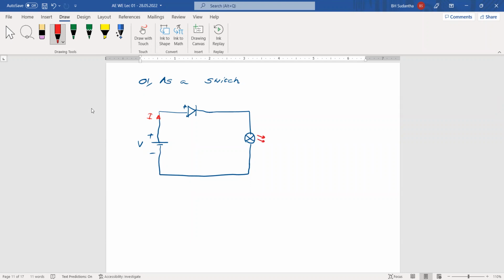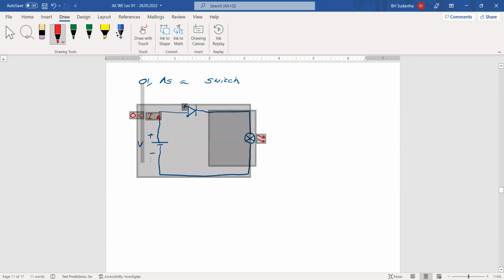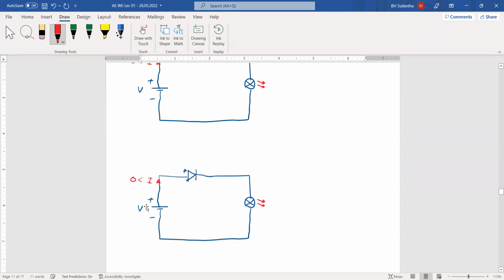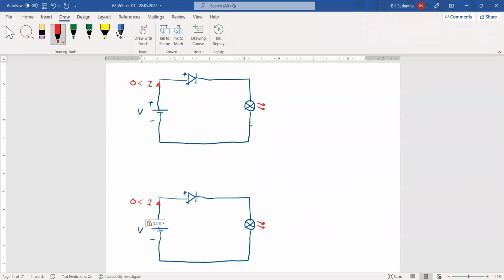You can see the bulb is working, the bulb has been turned on. Then here I is greater than 0. I has a certain value. We can calculate that if you know the values. But in this case, this bulb is on.